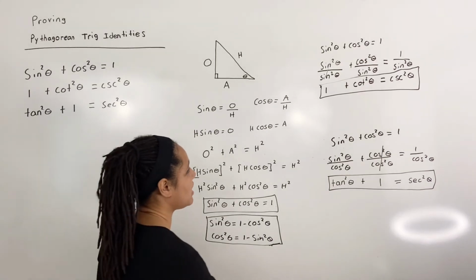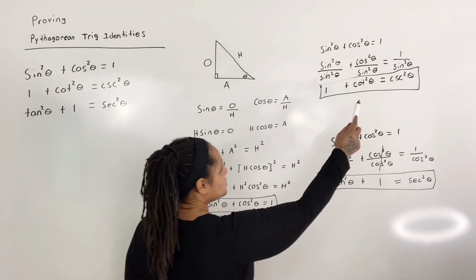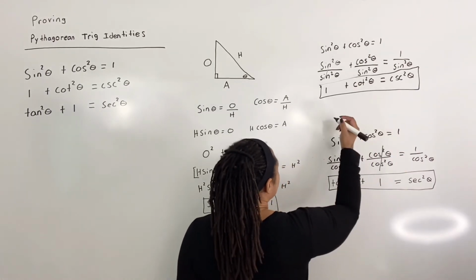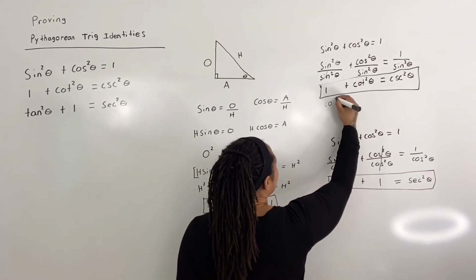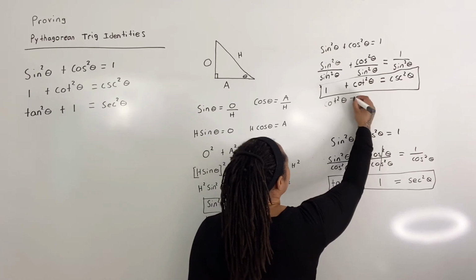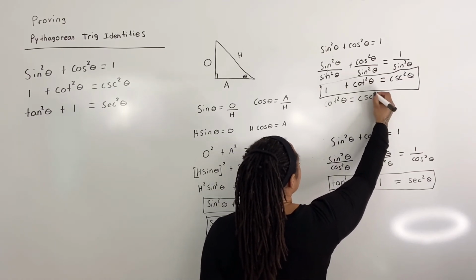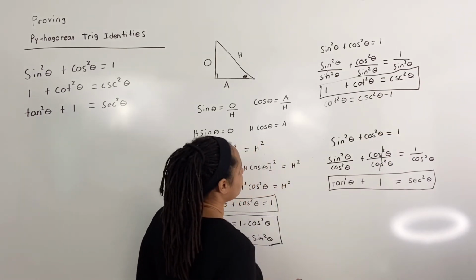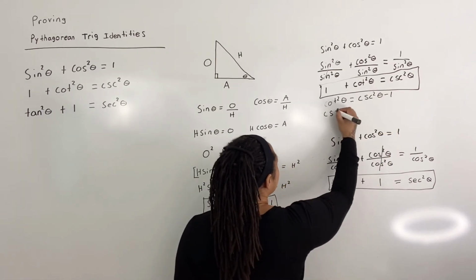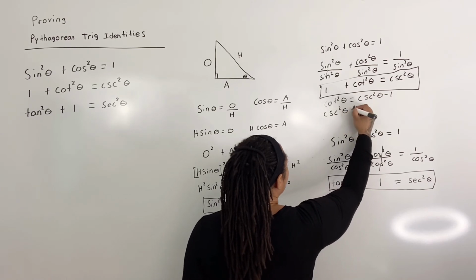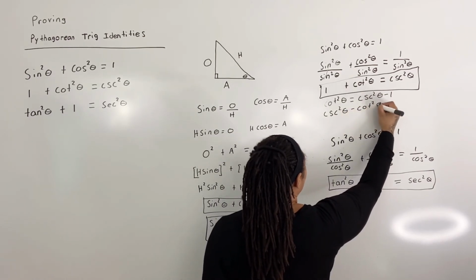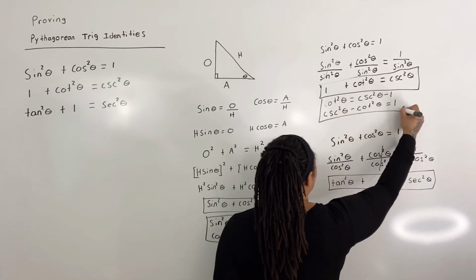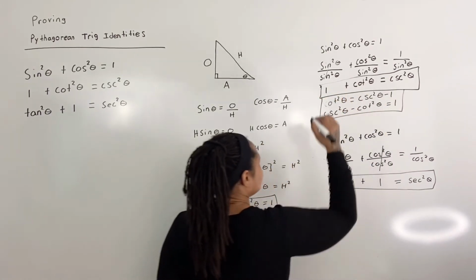Similarly, I can rewrite 1 plus cotangent squared theta is equal to CSC squared theta as COT squared theta is equal to CSC squared theta minus 1. It can also be rewritten as CSC squared theta minus COT squared theta is equal to 1. And here we have two more identities.